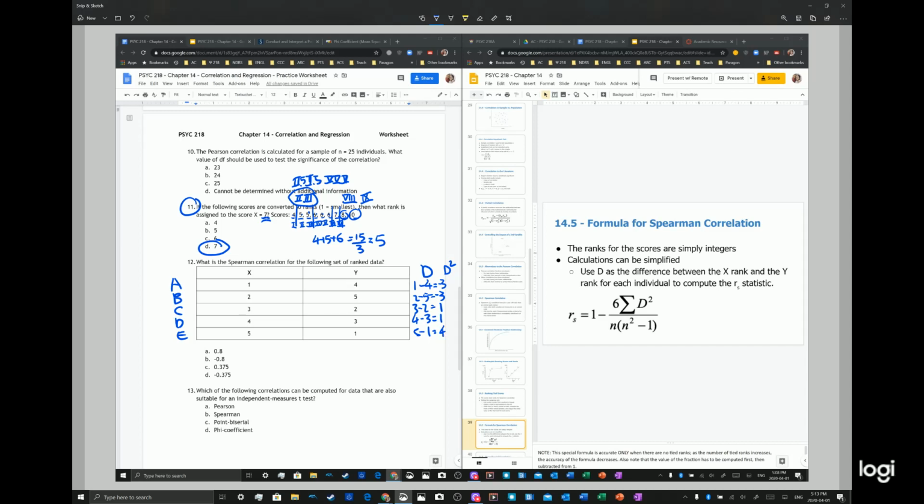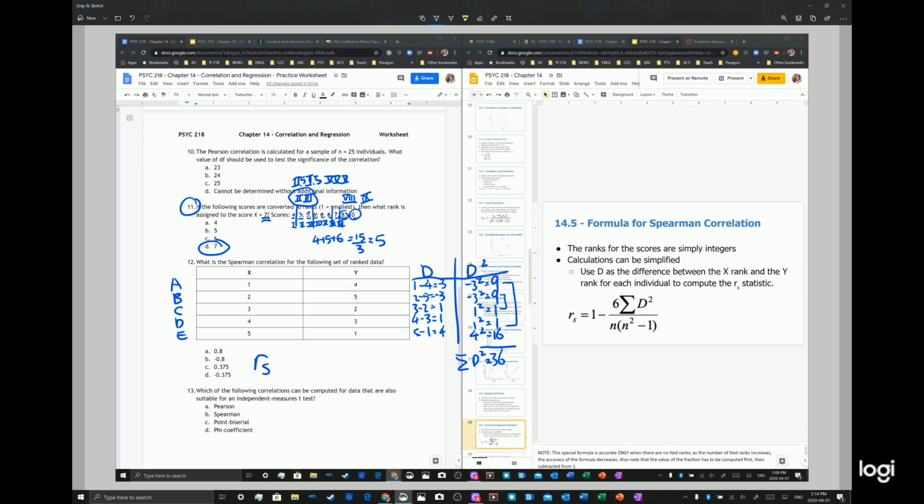So you square these values here. Negative 3 squared is 9. Negative 3 squared again is 9. 1 squared is 1. 1 squared is 1. 4 squared is 16. Add those up to get your sigma d squared. 9 plus 1 is 10. 9 plus 1 is 10 again. 20 plus 16, that's 36. So this is our sigma d squared equals 36. And then you basically have everything you need.